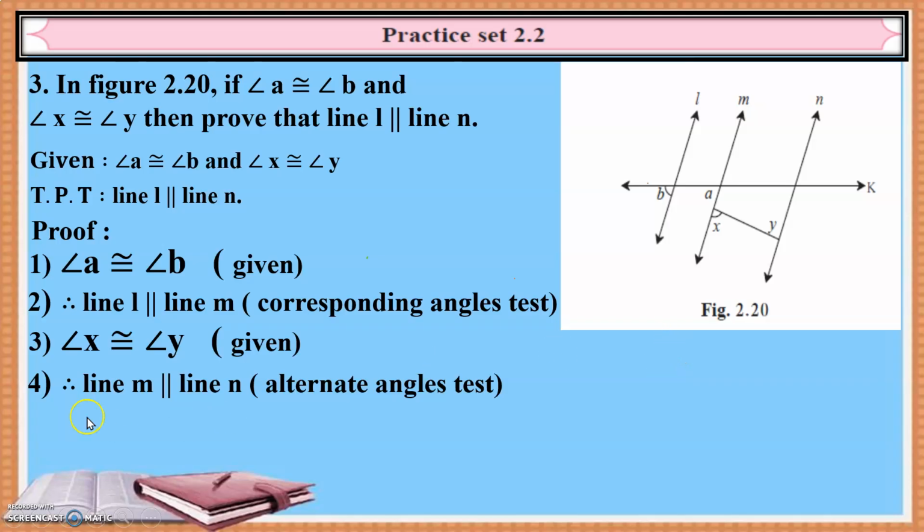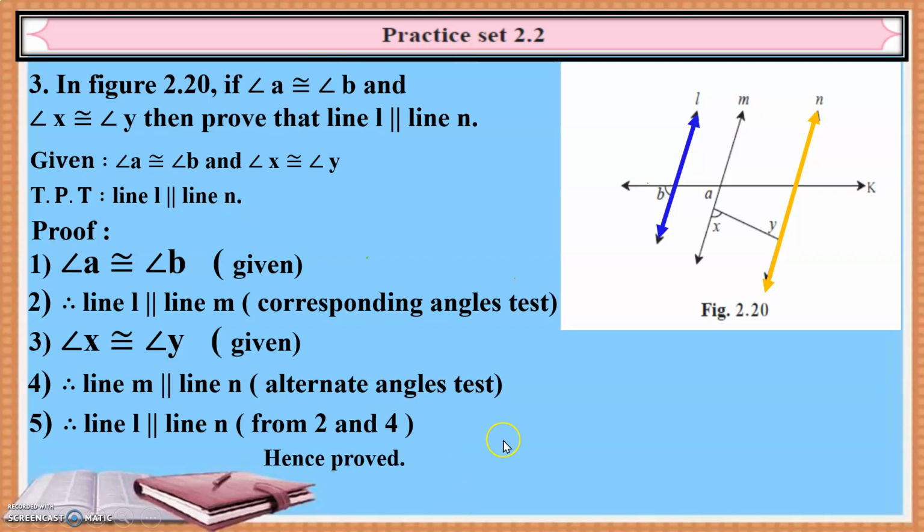Now we know that in step number 2 and 4, in step number 2 what we are having? Line L and M are parallel. And in step number 4 what are we having? M and N are parallel. So we can conclude that the blue line will be parallel to the yellow line. That means I can write line L parallel to line N from 2 and 4. This is what we had to prove, students. So we have managed to prove it. Hope the proof is clear. Again, please copy it in your books.